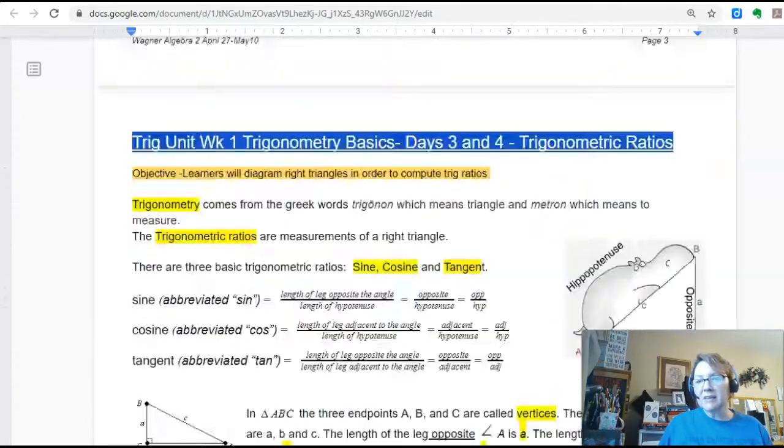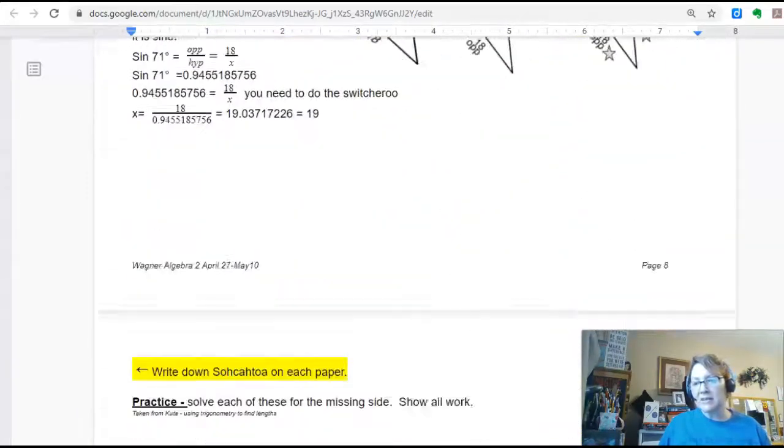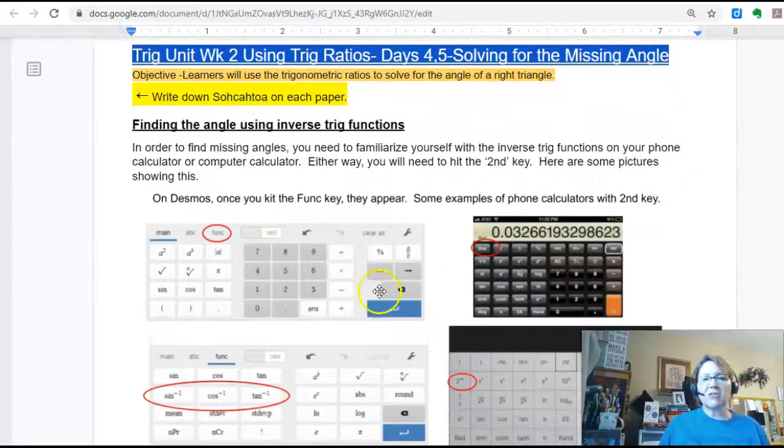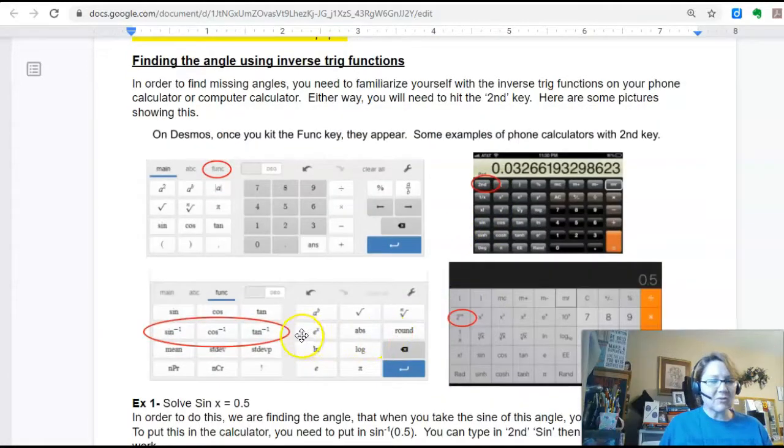And I need to get to page 10. That's where we are. So on page 10, we're going to be looking at what if you had to figure out the angle, if we had to go reverse. So I just want to point out that you see this function key in the Desmos. You also have a second key here in your phone calculator. The Desmos is just so much easier to use. Here's just another way to show you your second key on your phone.